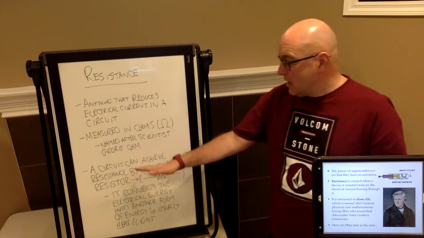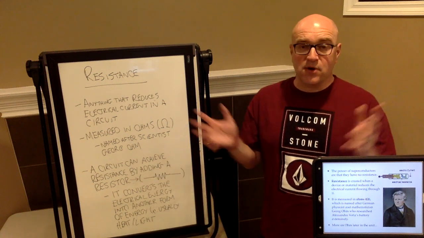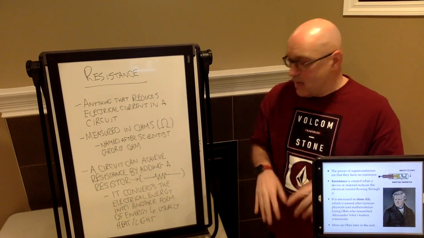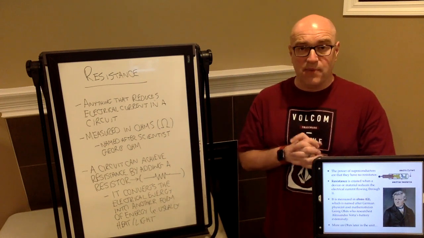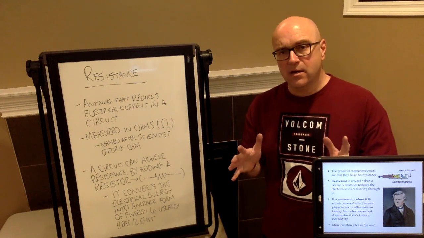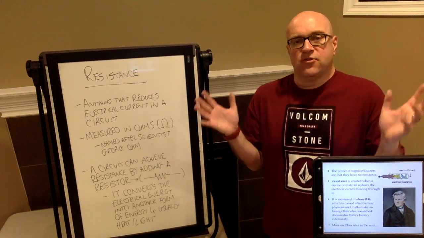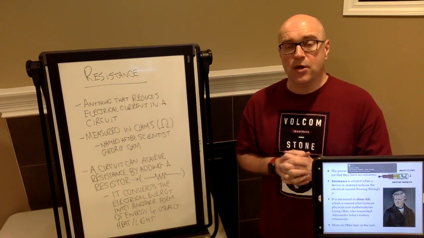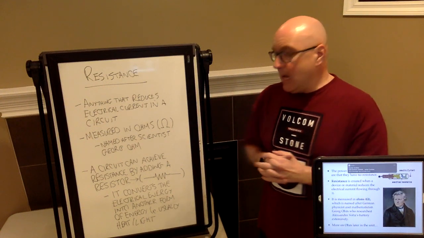Now, a circuit can achieve resistance. One of the easiest ways to achieve resistance in a circuit is putting in a resistor. Now, a resistor is anything that basically resists the movement of electrons. But why would we want to do that? Why wouldn't it be just smart to let electrons run rampant through a circuit?